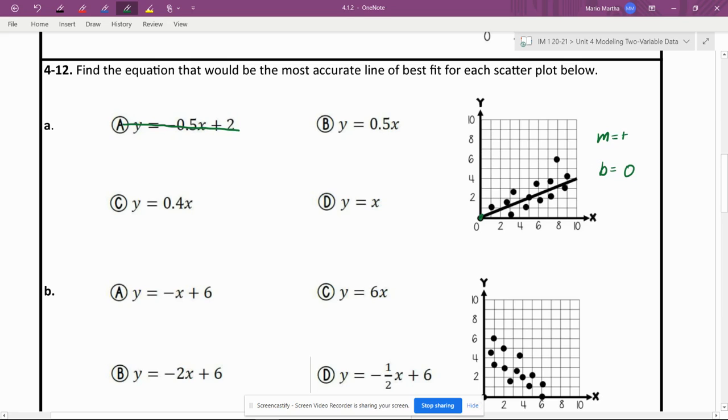So here we want to pick 2 points. That's the first one right there, and then there's one right there. No, this is the one, the best one that pretty much fits it. So that one goes up 2, and then 5 to the right. So we have 2/5.